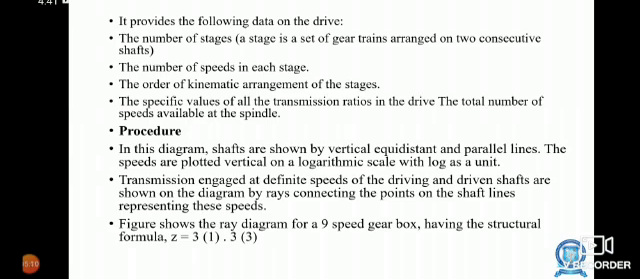Procedure. In this diagram, shafts are shown by vertical and parallel lines. The speeds are plotted on a vertical logarithmic scale with log as unit. Transmission engaged at defined speeds of the driving and driven shafts are shown on the diagram by rays connecting the points on the shaft lines representing these speeds. Figure shows the ray diagram for a 9-speed gearbox having the structural formula 3 into 1, 3 into 3.